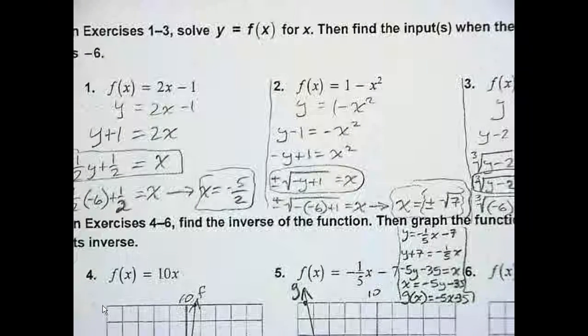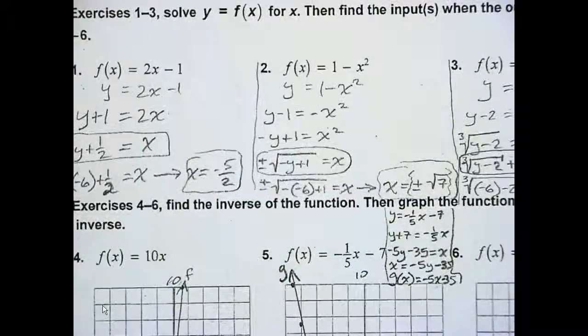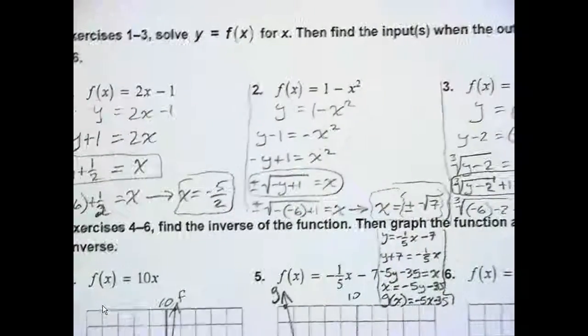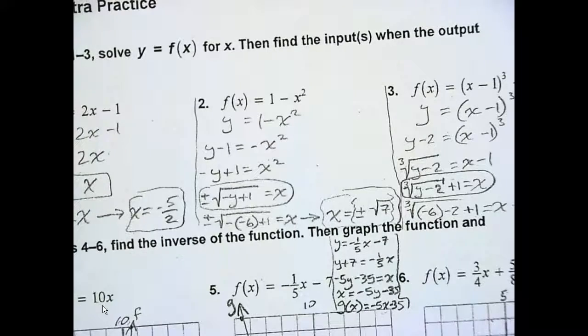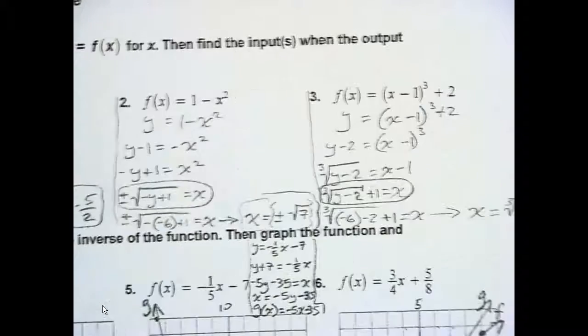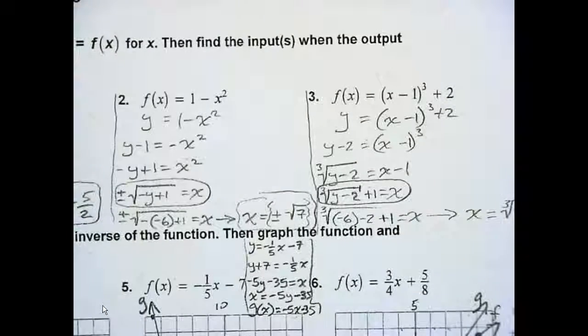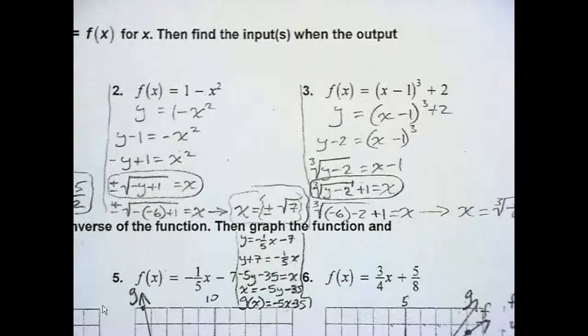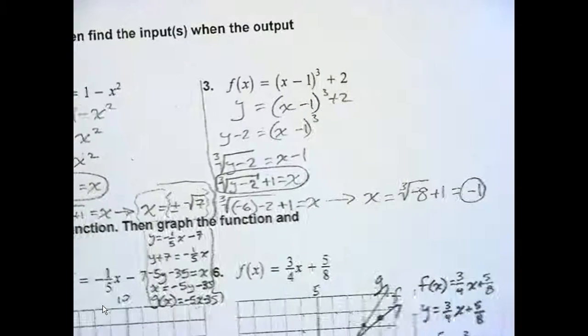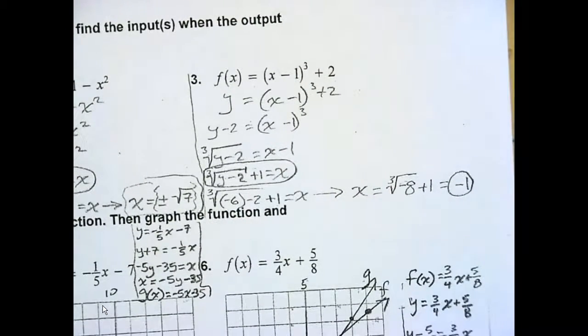Number 2, x equals plus or minus the square root of -y plus 1. When you output -6, you get an input of plus or minus root 7. And number 3, x equals the cube root of x minus 2, all plus 1. When your output is -6, your input would have to be -1.